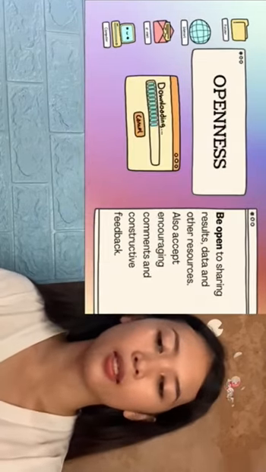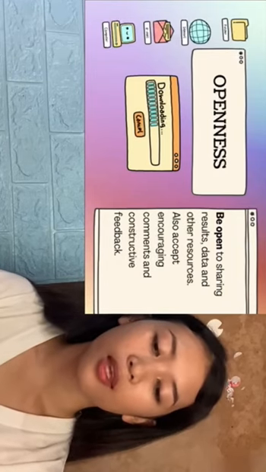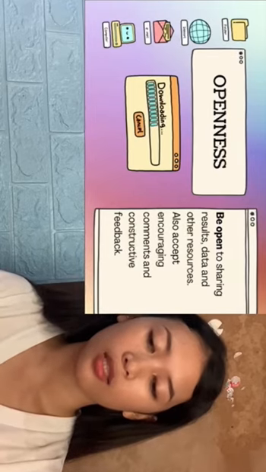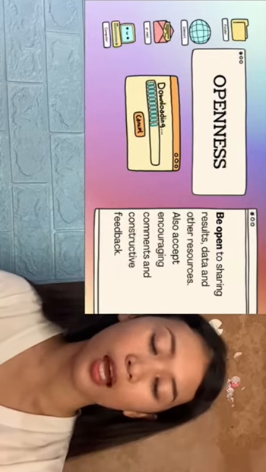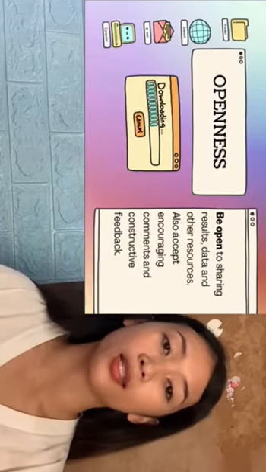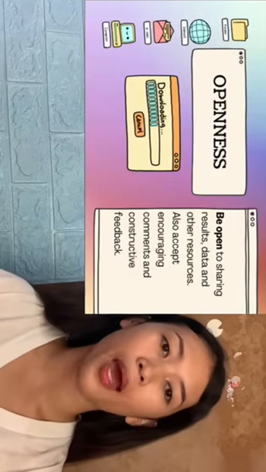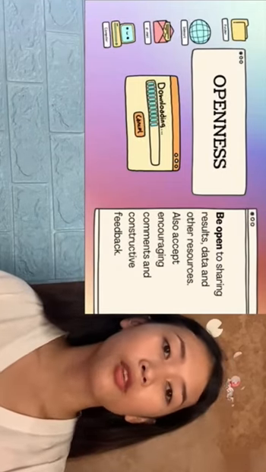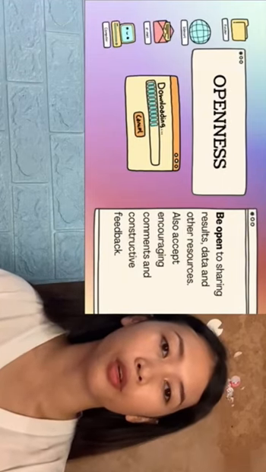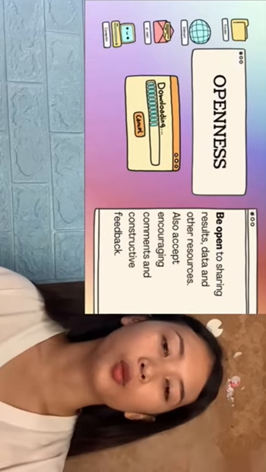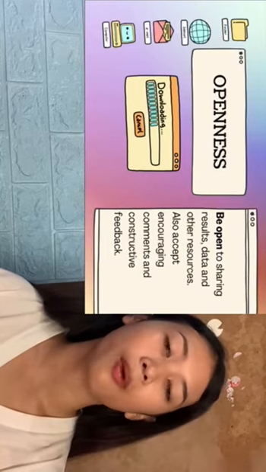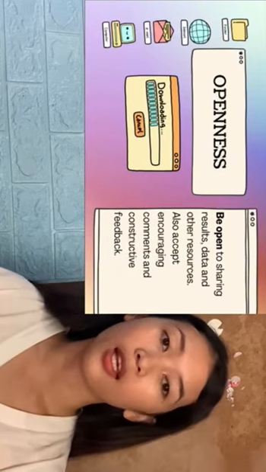Next is openness. Be open to sharing results, data, and other resources. Also accept encouraging comments and constructive feedback. So we have to be open as a researcher. We have to share the results together with the participants, and also accept encouraging comments and feedback in our research. Because when we are doing our research, we have to defend it before it is being published. When we are defending our research, we can receive comments and feedback from the panelists that can enhance our research.